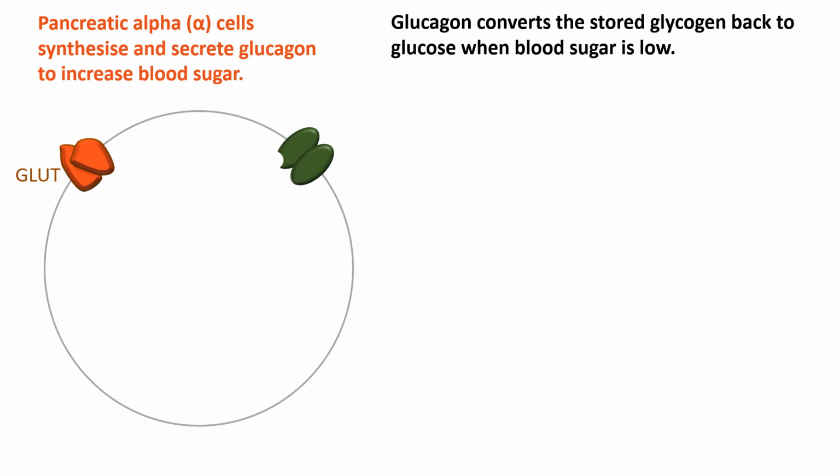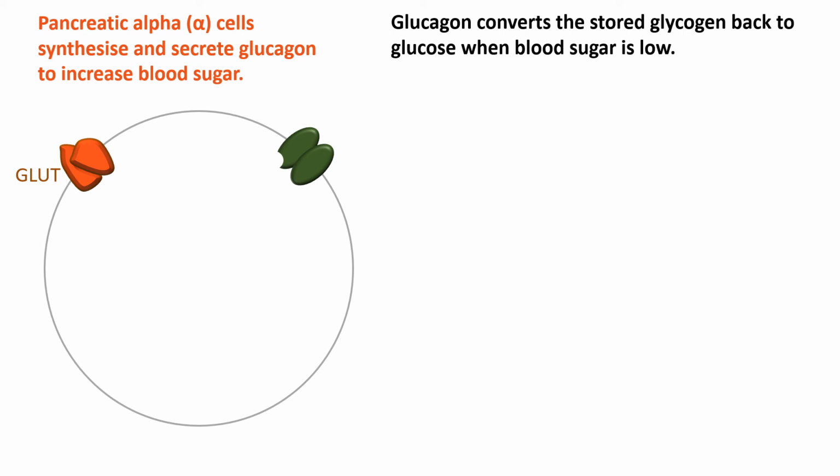Now, alpha cells are very similar in some respects. So pancreatic alpha cells synthesize, though, and secrete glucagon. So glucagon's role is to increase blood sugar. It's the direct opposite of insulin. Alpha cells still have GLUT transporters in their membrane. They also have ATP-sensitive potassium channels.